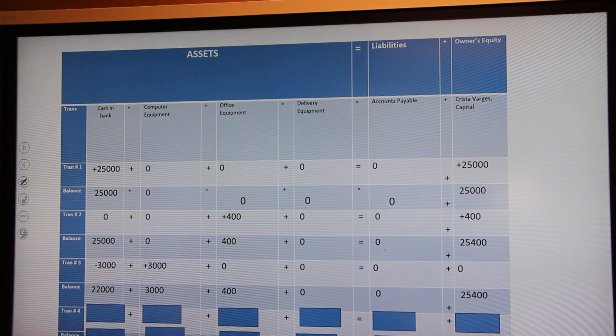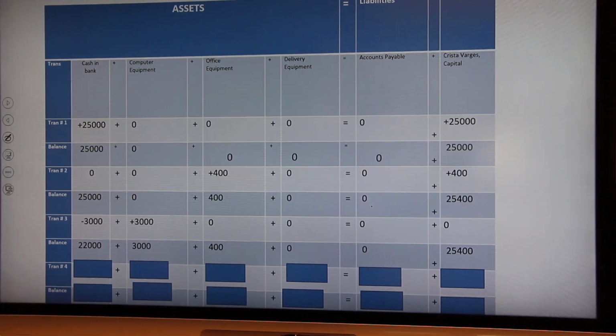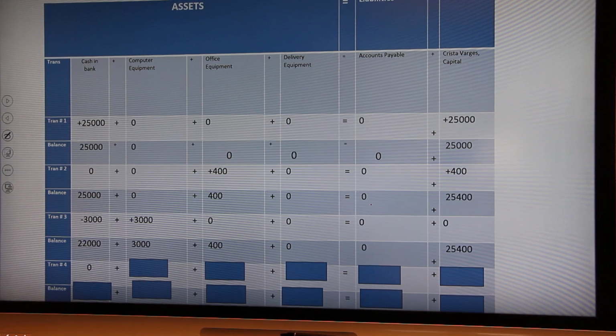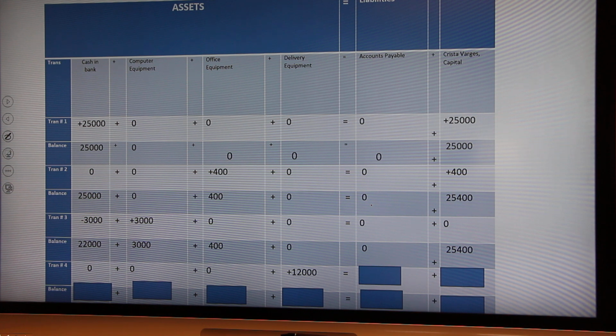Cash in the bank. Is cash affected by this transaction? Not really, right? Cash isn't affected because we didn't pay for it in cash. So 0 in cash. Computer equipment. We didn't get any new computer equipment. Office equipment. No new office equipment. Delivery equipment, yes. Remember, we bought a delivery truck for $12,000. So that increases. Accounts payable. Do we now owe more money because of this transaction? Absolutely. So that would go up $12,000. And capital doesn't get changed because we don't have a claim to that asset. It's the bank that has a claim to that asset. So that would be 0.